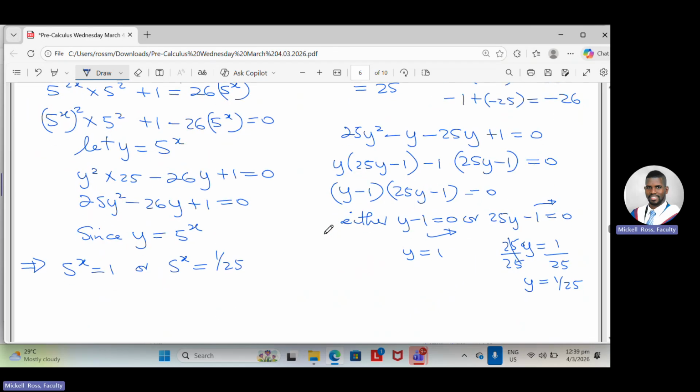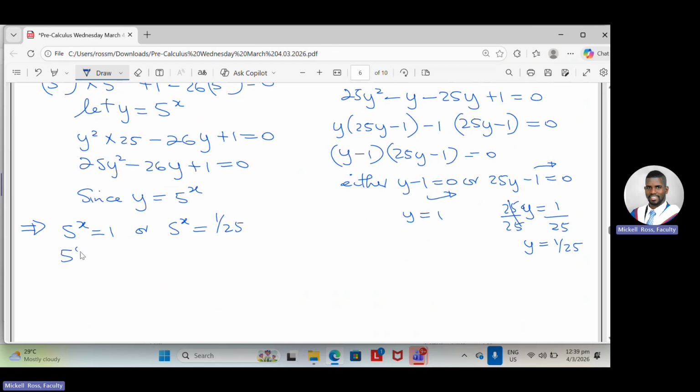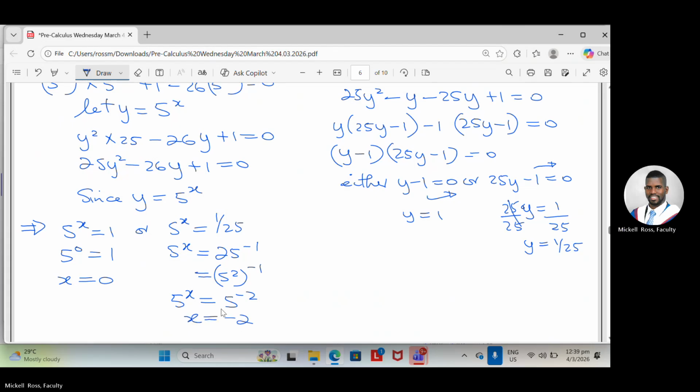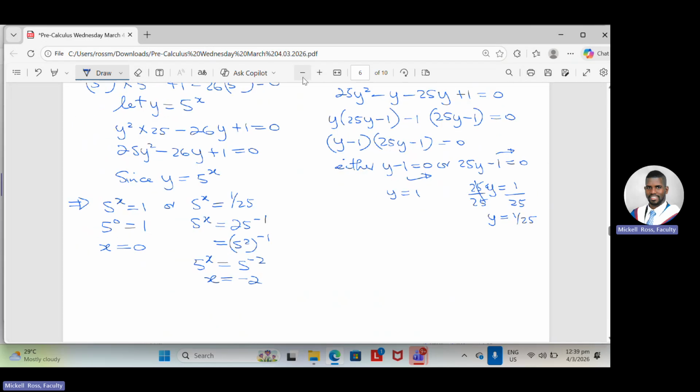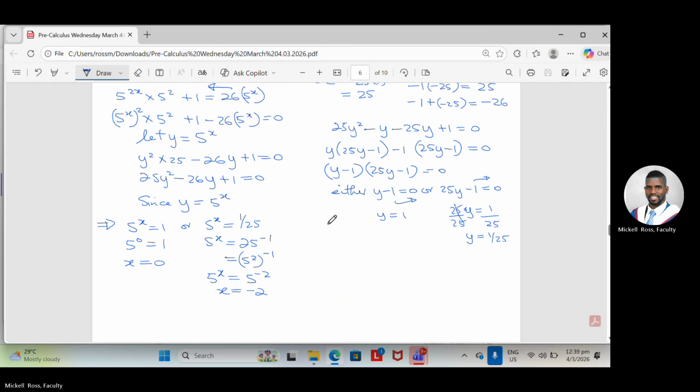Now, we would have learned from the rules that anything raised to the power of 0 is equal to 1, right? So that means x is equal to 0. This is the same thing as saying 25 to the negative 1, which is also 5 squared to the negative 1, which is 5 to the negative 2. So that means x is equal to negative 2. So x is equal to 0 or x is equal to negative 2 is the solution for this question. Right?